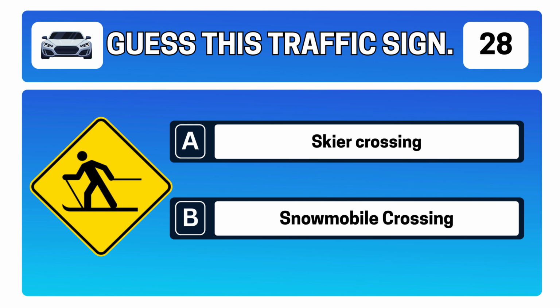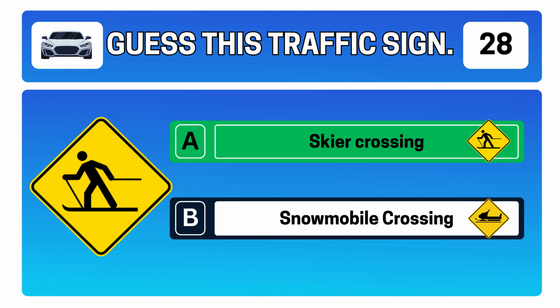Identify this road sign. A. Skier crossing. B. Snowmobile crossing. Right. It is the skier crossing sign.